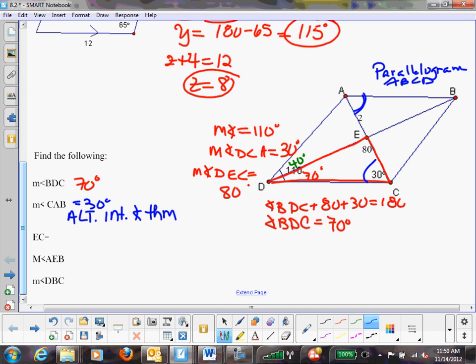Okay. All right, EC. EC is what? If AE is 2, then EC is 2, correct? That would make AC what? Okay. Measure of angle AEB. So AEB is this part right here. 80 degrees. Why do we know that? What's our reasoning? Vertical angle theorem.